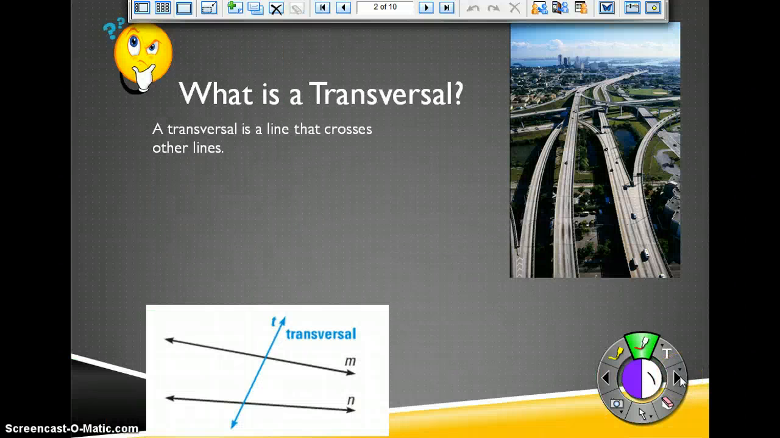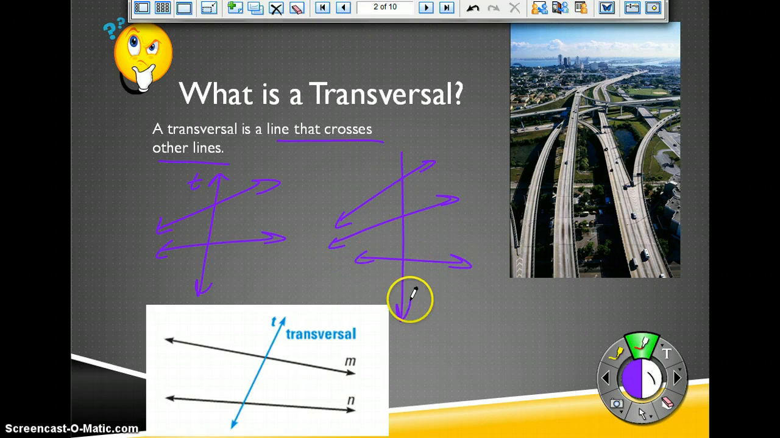So, what is a transversal? A transversal is a line that crosses other lines. Doesn't matter how many lines you have. You could have two lines like this, and then you have one line that cuts across it. That is the transversal. We'll put a little T by that. You could have three lines, 1, 2, 3, and have a line that cuts across all of those. That is also a transversal.